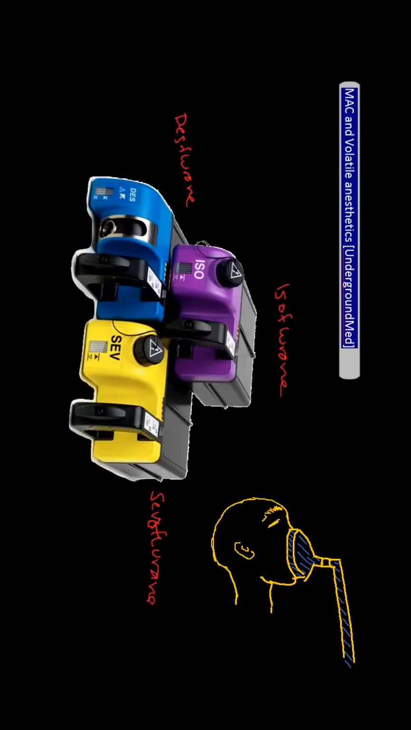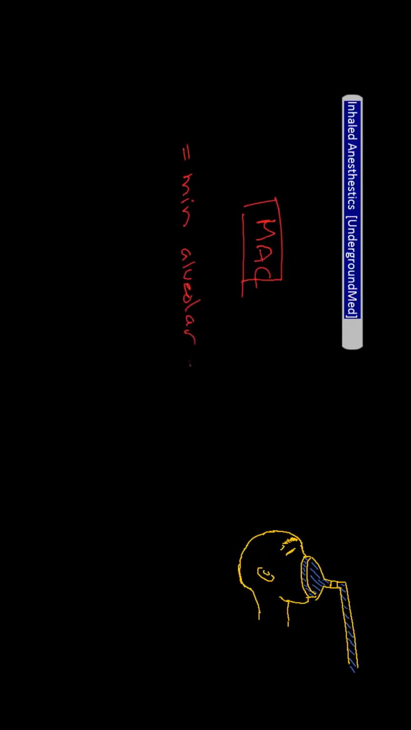Before we get into the volatile anesthetics, it is first important to discuss the definition of MAC. You might hear the word MAC thrown about the ORs, or even better, will likely be asked about it. MAC stands for minimum alveolar concentration, and is defined as the amount of inhaled anesthetic at which no movement is observed in response to surgical stimulus in half of subjects.